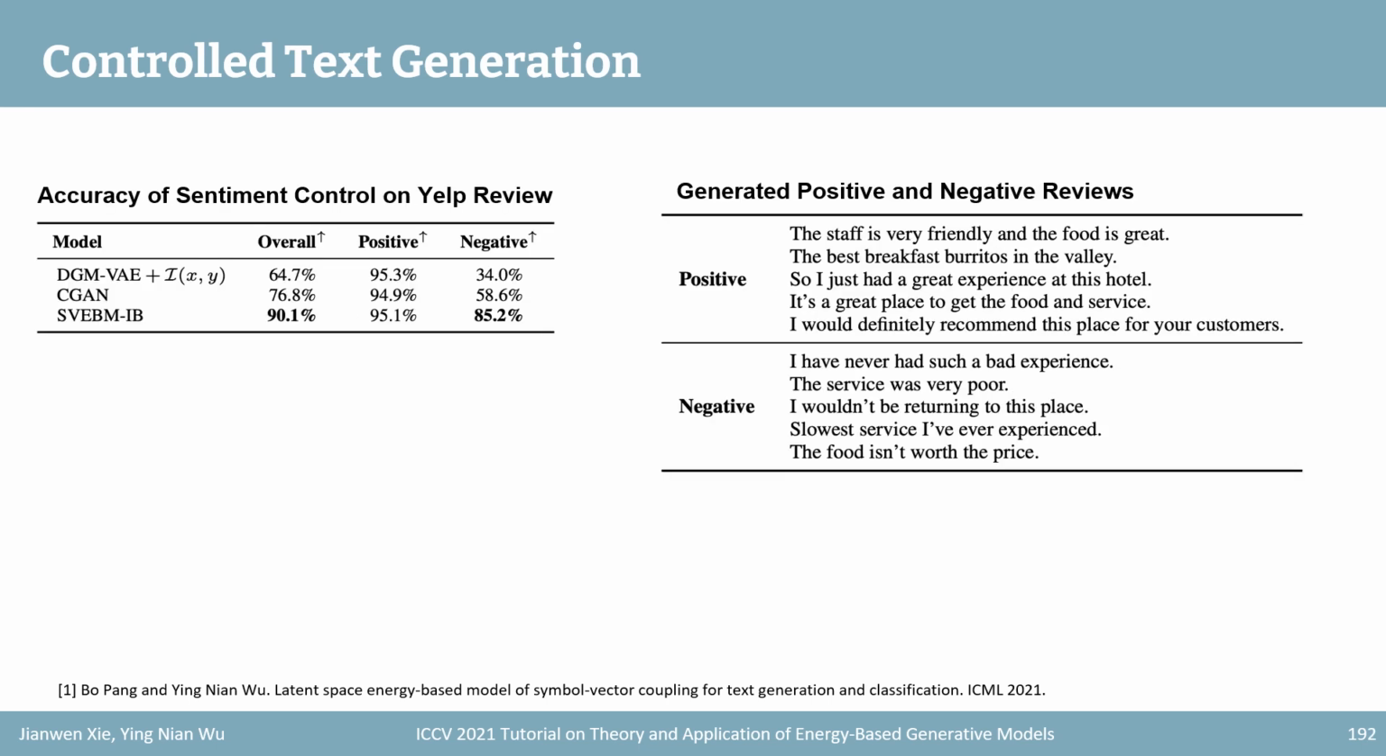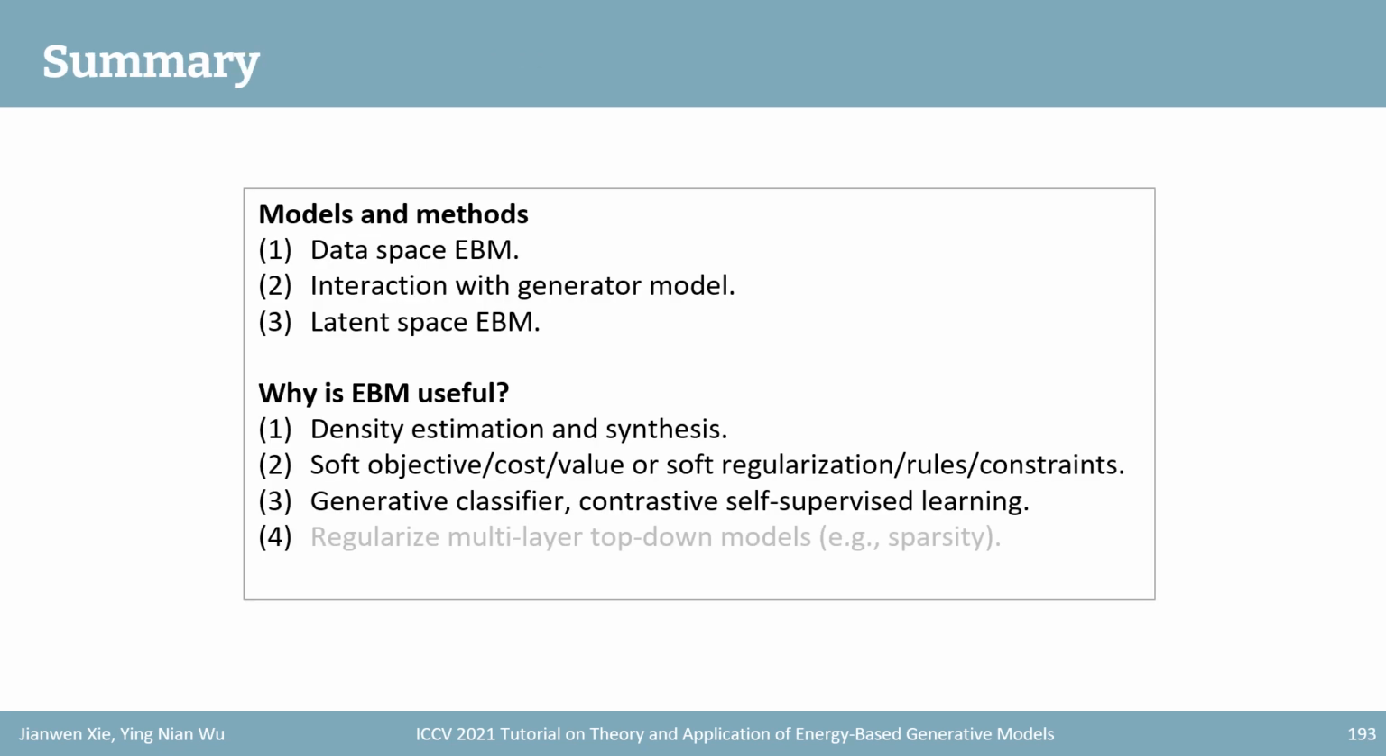And we can also generate text in a very controlled way according to the sentiment. We can control the sentiment, and we can generate, say, positive or negative reviews using our model, because we have a latent thought vector, which is generated by an energy-based model, and this thought vector controls the generation of the whole sentence. So I think now we arrive at the conclusion of this tutorial.